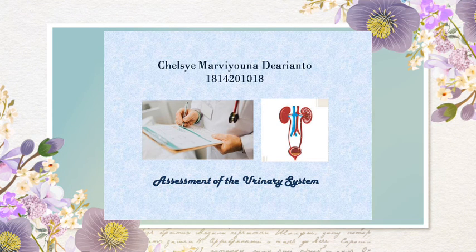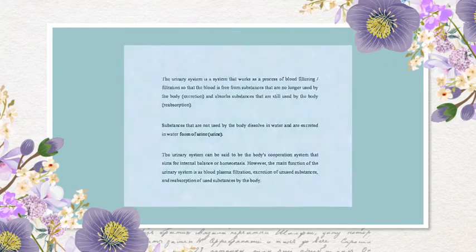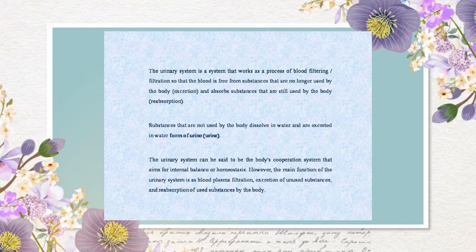For today, I want to present about assessment of the urinary system. The urinary system is a system that works as a process of blood filtering or filtration, so that the blood is free from substances that are no longer used by the body, or excretion, and absorbs substances that are still used by the body, or reabsorption. Substances that are not used by the body dissolve in water and are excreted in the form of urine.